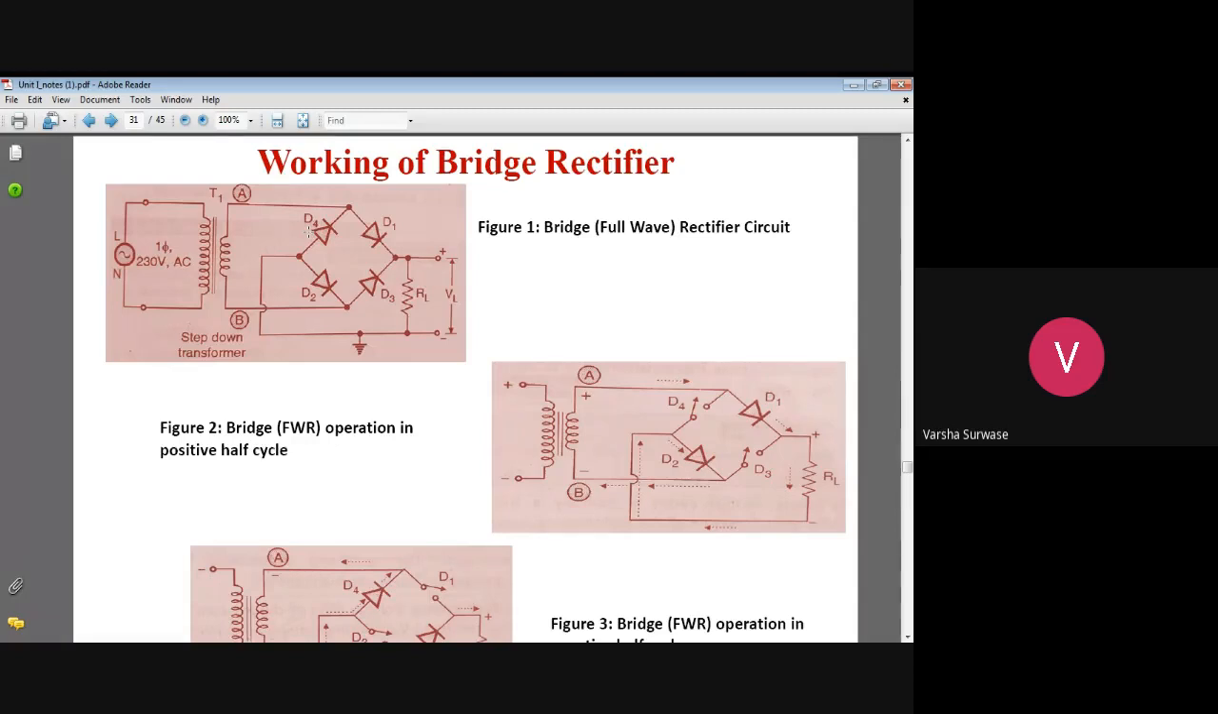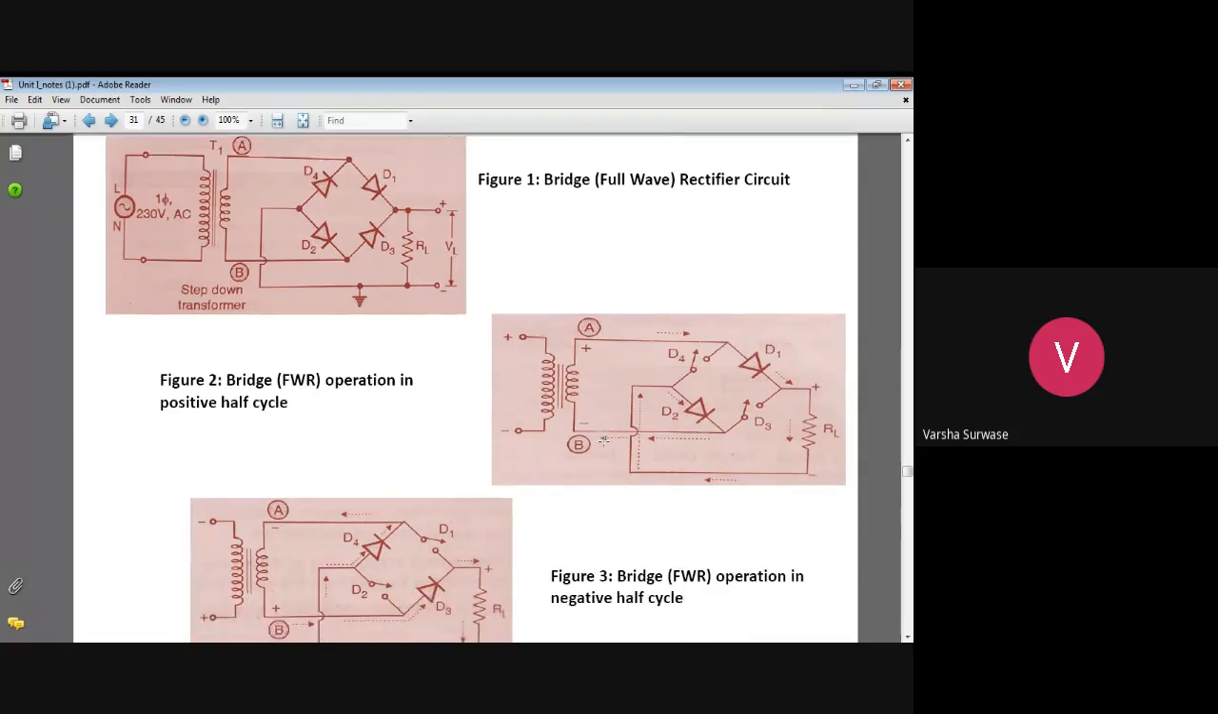Now see the working for this bridge rectifier. Consider the positive half cycle of the input voltage. For the positive half cycle of the input voltage, you can observe that terminal A is positive with respect to terminal B.